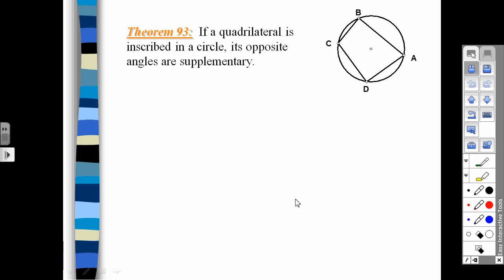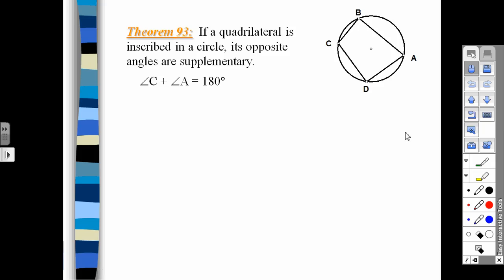Okay, here's a theorem for you. It says that if a quadrilateral is inscribed in a circle, then its opposite angles are supplementary. This is going to be really nice because now we don't have to use our formulas with inscribed angles that we learned before. If we know we have a quadrilateral, and that just means four sides, so it's only for quadrilaterals, nothing else. If we know a quadrilateral is inscribed in a circle, that means that A, B, C, and D are all on the circle, then opposite angles are always going to be supplementary.